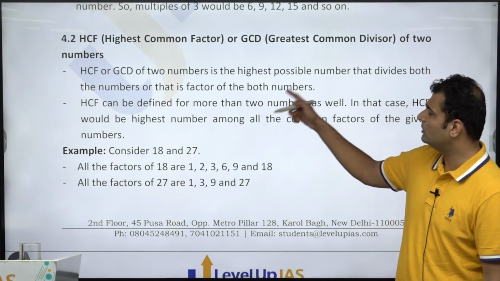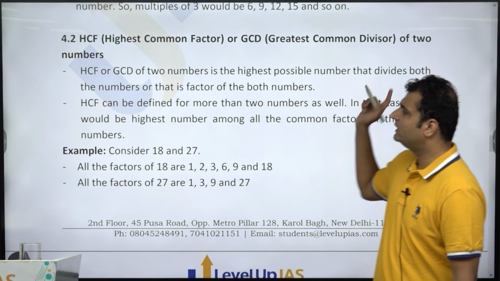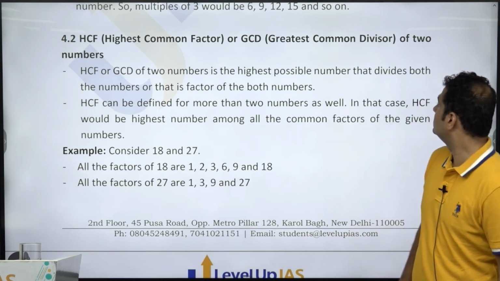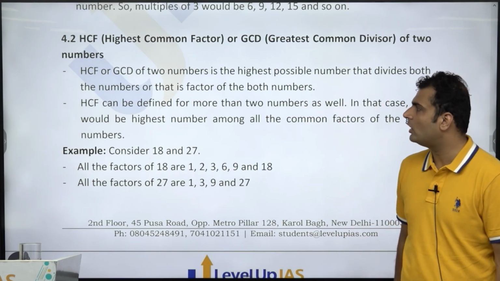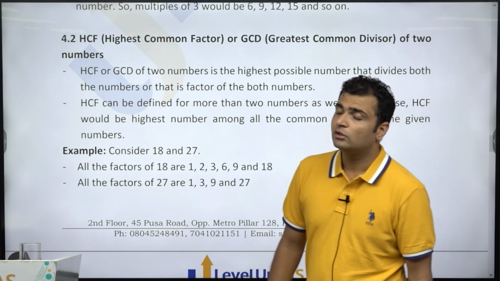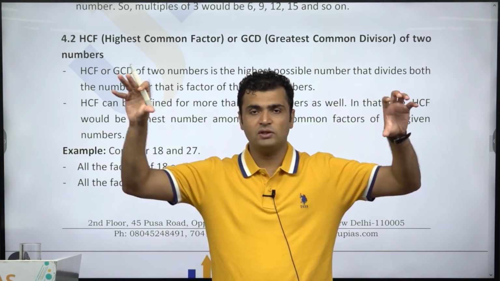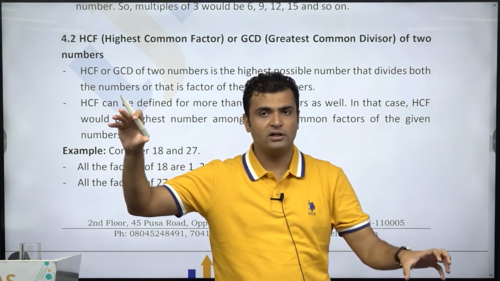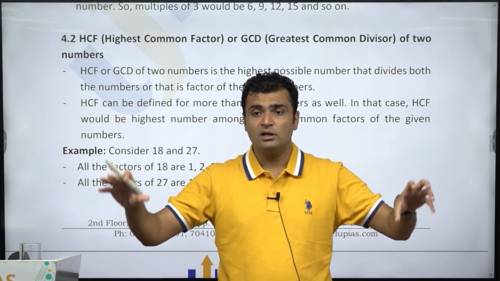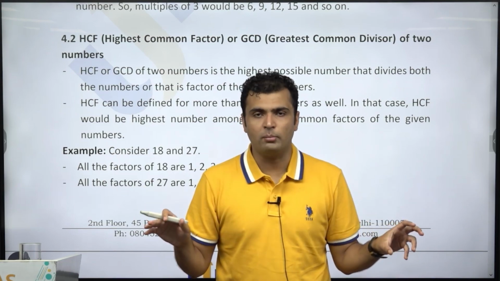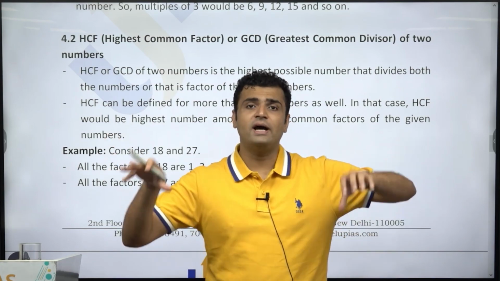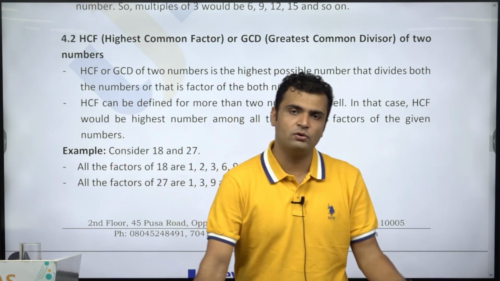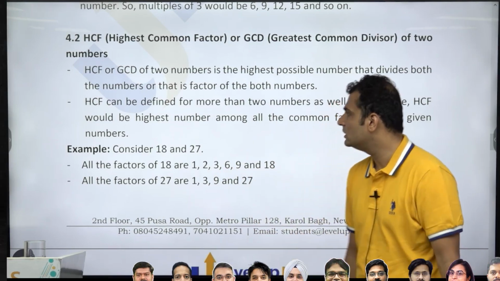HCF or GCD of two numbers is the highest possible number that divides both the numbers, or that is a factor of both the numbers. So basically we have two numbers. This number will have a number of factors, this number will have a number of factors, and some of those factors could be common. The greatest or the highest among those common factors is the highest common factor or the HCF.